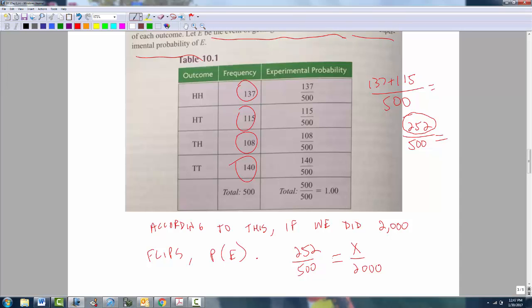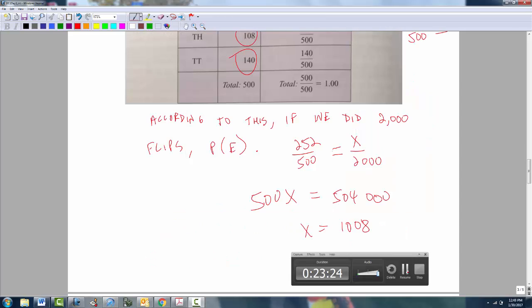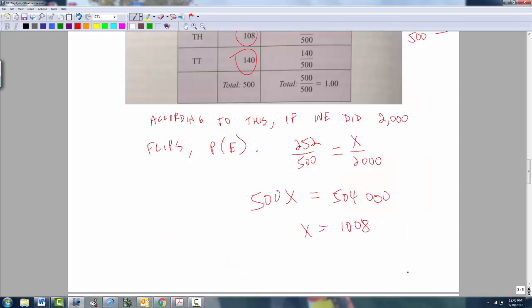What could we do to 252 real fast? Not divide by 2. What's the relationship between 500 and 2,000? Multiply by 4. Okay, so there should be 4 times as many of these. But what if this number wasn't nice like that? Putting a proportion together is the way. Then you solve that proportion by cross-multiplying. 500x equals... multiply by 4, figure that out faster. So it'd be 1,008 of those.